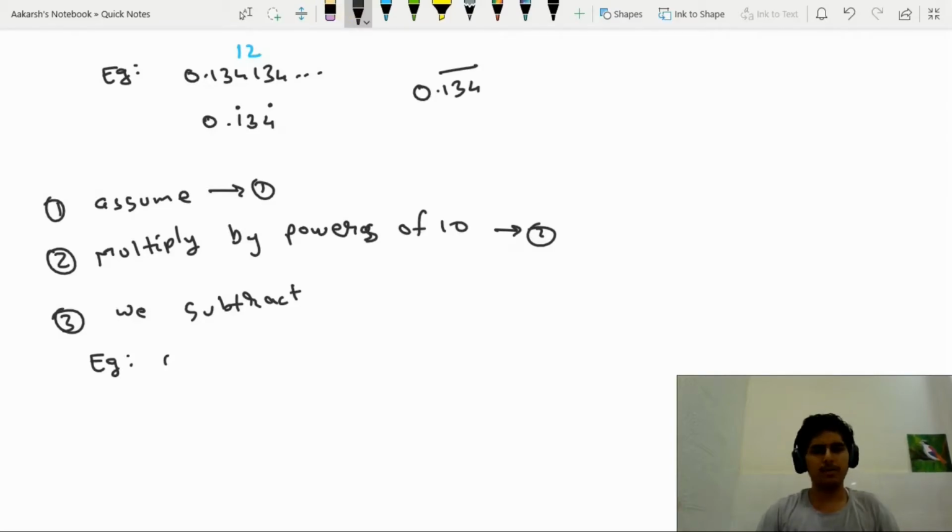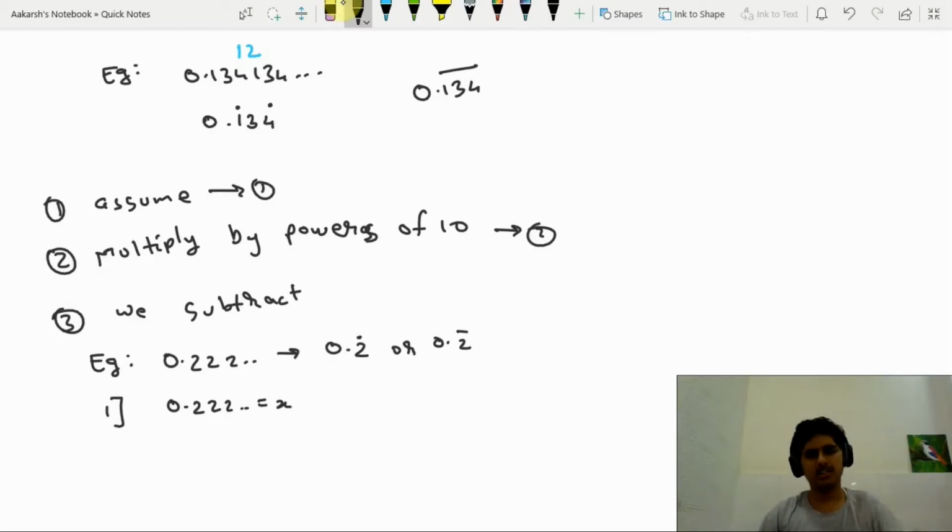A simple example would be 0.222 recurring. Firstly, we'll write it in the two notations we just learned. You can write it as 0.2 with a dot, or 0.2 bar. Next, step 1 was nothing but assume. So I'll assume 0.2222 recurring to be equal to x. Now I can multiply it by any power of 10, but let me multiply it by 10. So I'll multiply 10 on both sides.